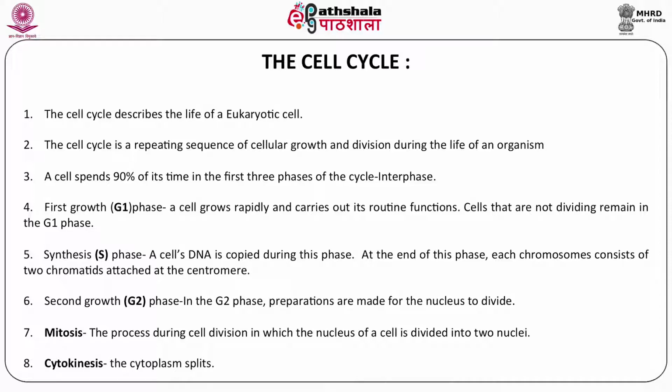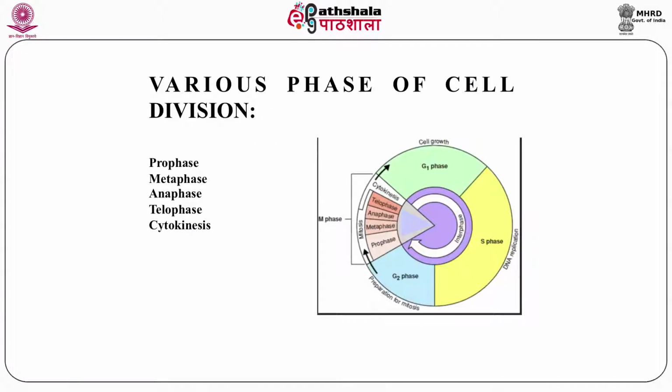At the G2 phase, preparations are made for the nucleus to divide. Now, the final step is mitosis, the process during which the nucleus of the cell divides into two nuclei. The last process is called cytokinesis, where the cytoplasm splits and finally there are two cells. Now, the various phases of cell division: prophase, metaphase, anaphase, telophase, and the final step called cytokinesis.